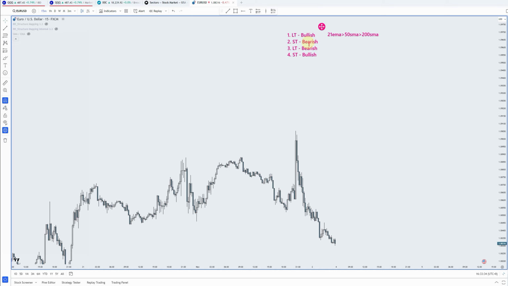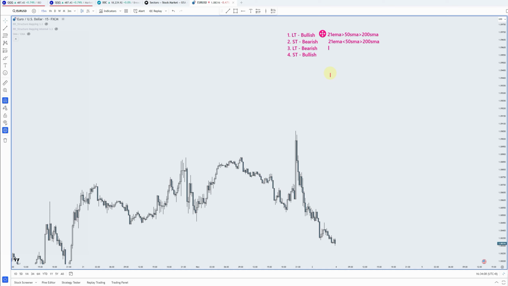So what is the short-term bullish trend? Short-term is just a little bit weak: 21 EMA is less than 50 SMA, but 50 SMA is greater than 200 SMA. It looks a little bit overwhelming if someone is using this for the first time, but don't worry, it is just one time practice, and then this is forever.